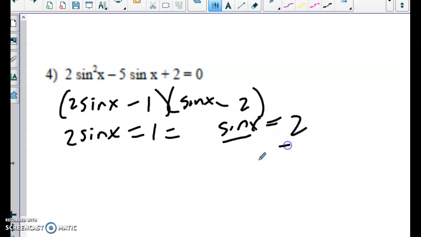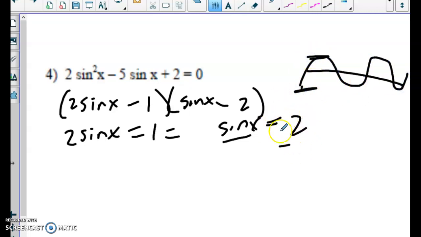And sine of x equals 2. This is an extraneous root because we know our sine graph oscillates between 1 and -1, so it's never going to get to 2, so this is no solution.